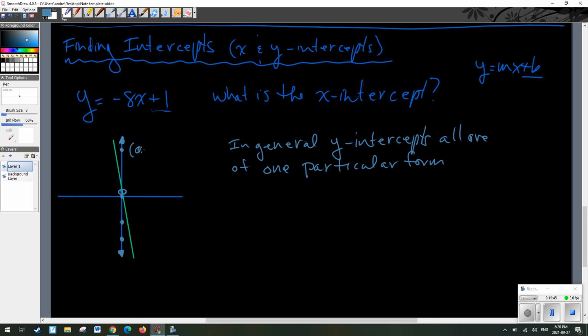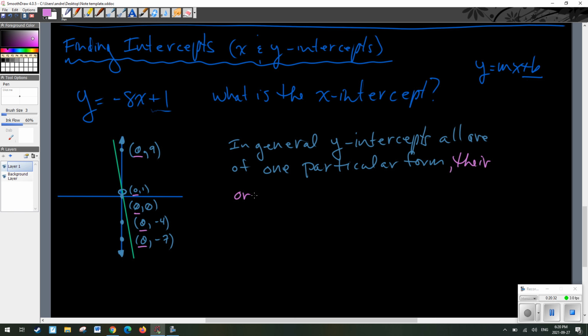Maybe this one was 0, 9, because it's way up there. 0, because the x-coordinate, we didn't move left or right at all. It's right on the y-axis. This one right here is 0, 1. The origin is 0, 0. Maybe this guy down here, it's 0, negative 4. This guy here would be 0, negative 7. Notice what they all have in common. Every single one of these things has an x value of 0. That's not coincidental. So in general, y-intercepts are of one particular form.